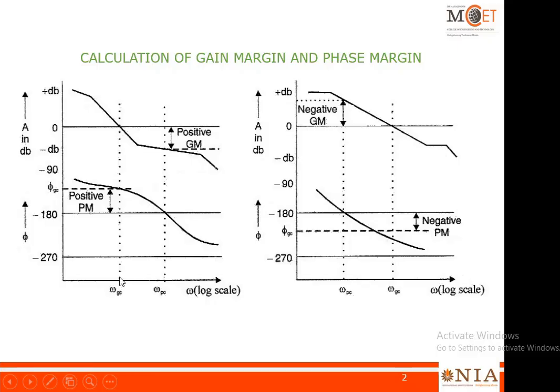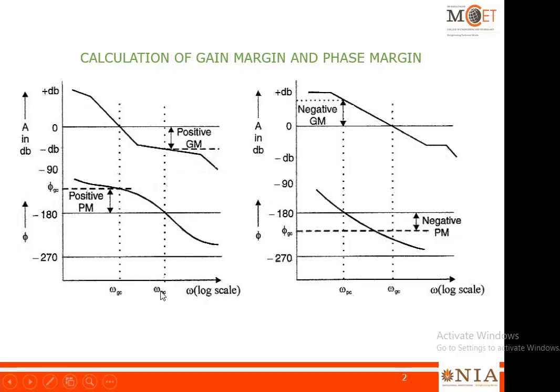And phase crossover frequency is the frequency at which the phase is minus 180 degrees. That means from the minus 180 degree line, you draw a straight line to cut the phase plot. The corresponding frequency is called phase crossover frequency. Again I repeat, from minus 180 degrees, draw a straight line to cut the phase plot. The corresponding frequency is called phase crossover frequency.